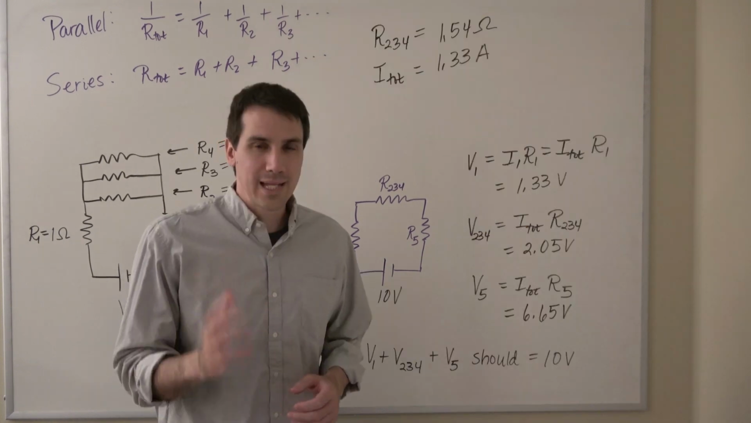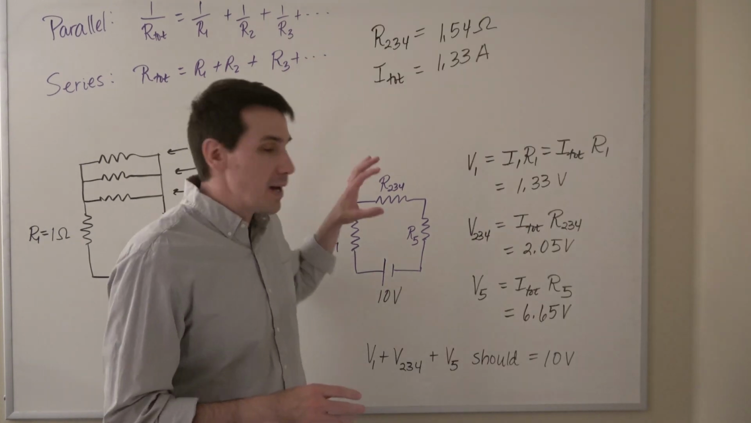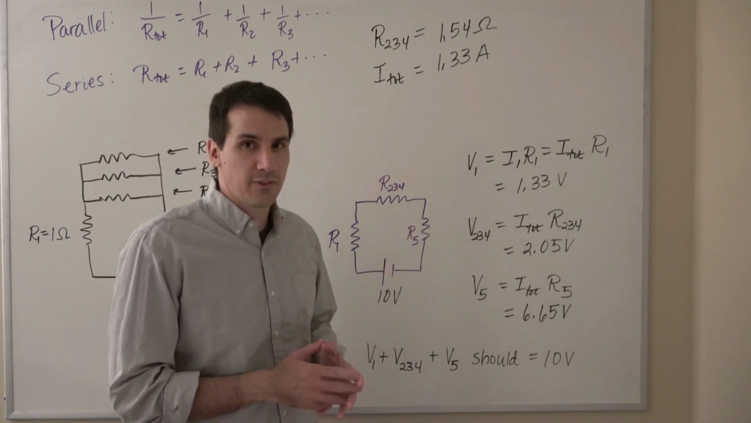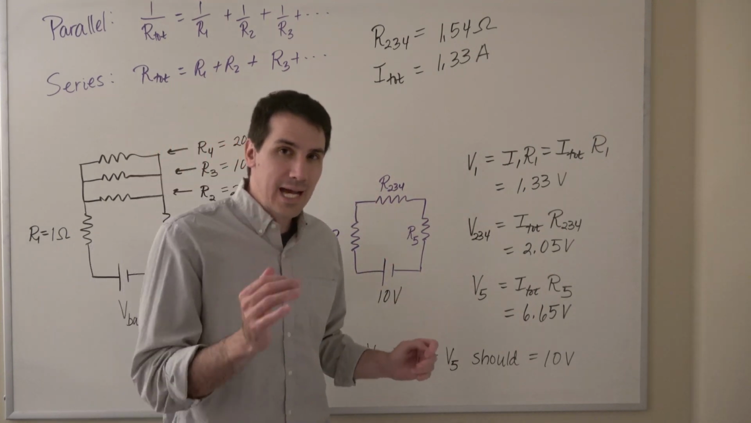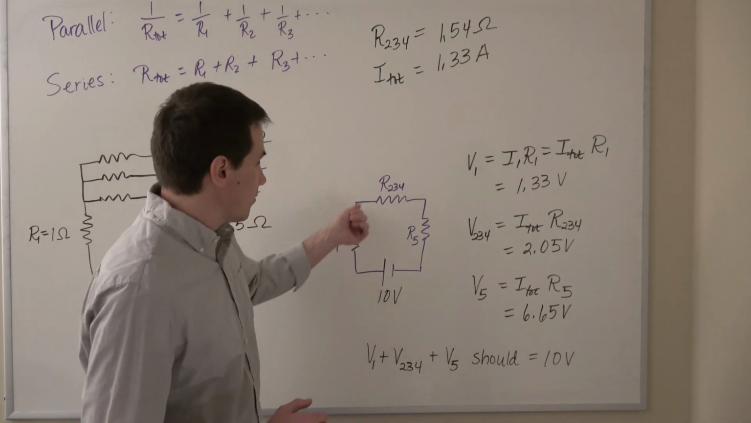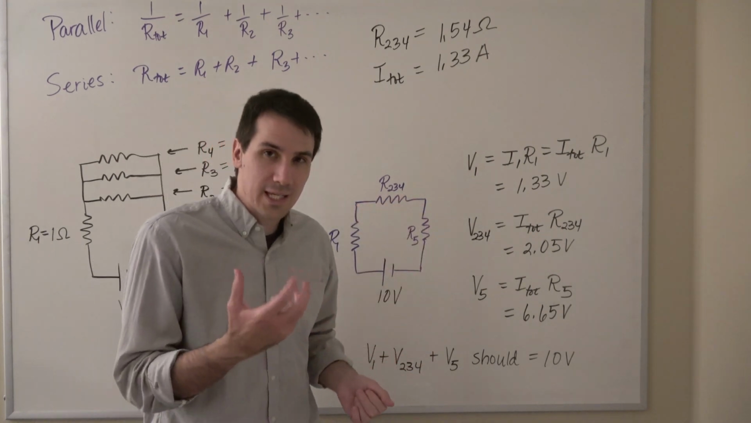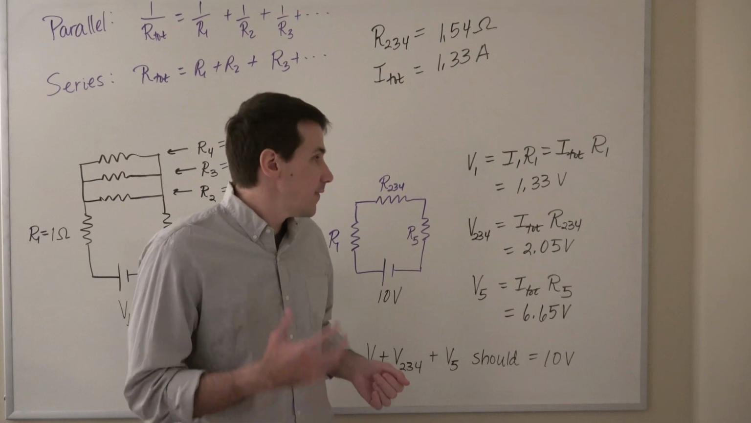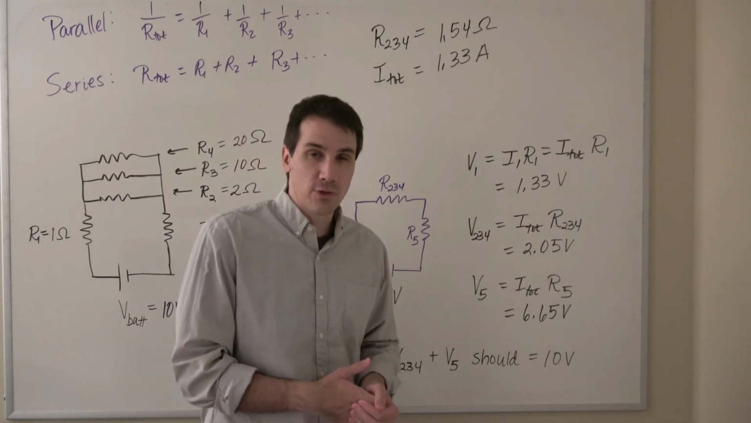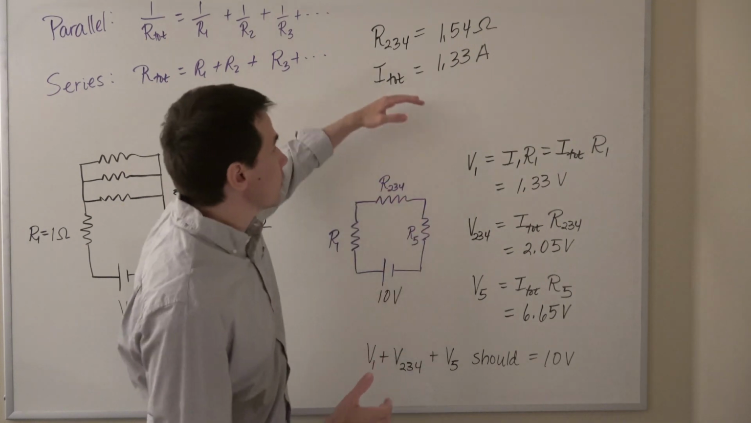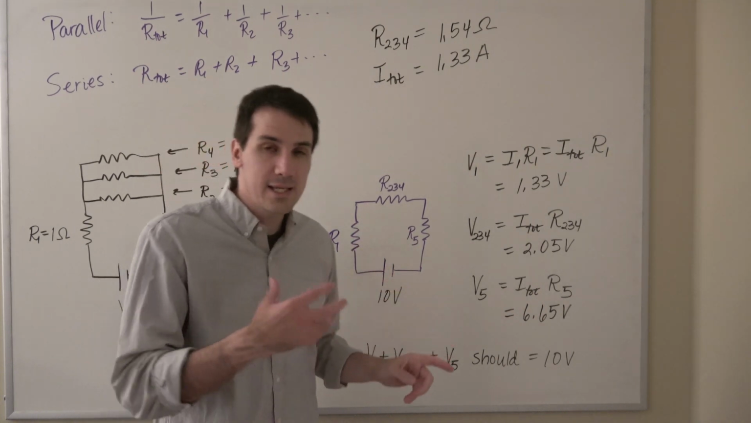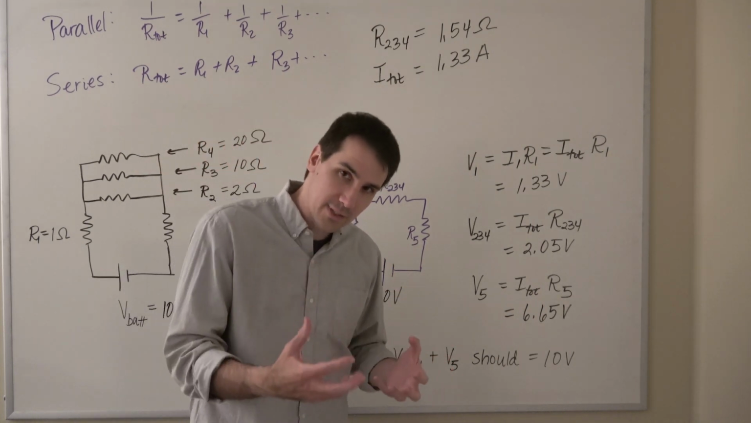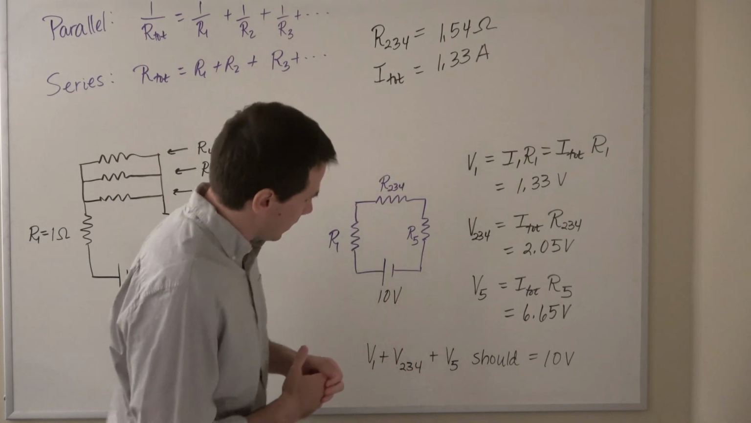Now that we have the total current, we can back off one step of the simplification and return to this picture here. Now what we know is we have 3 resistors in series with one another, and we know the current through each of those resistors. Why? Because we know the current through the battery, and every single one of these resistors is in series with the battery. It must have the same current as the battery.